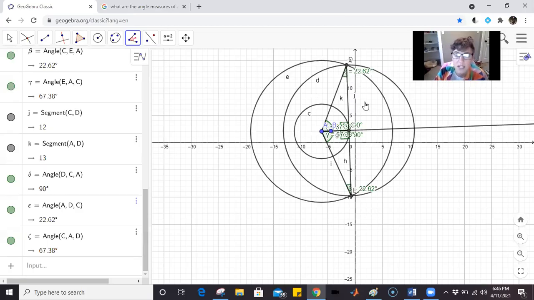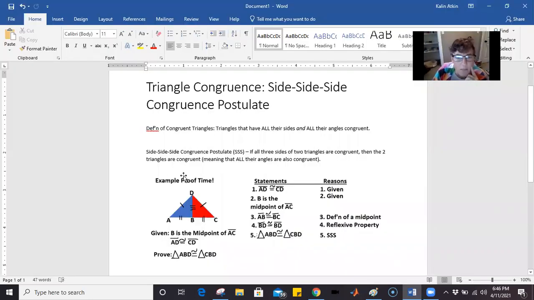All right, so let's recap. We did a graphical proof of two triangles having the same side lengths and all their angles being the same, so we are proving why the side, side, side congruence postulate is true. Then we talked about our example proof, which used the definition of midpoint and the reflexive property to show, again, that if all three pairs of sides are congruent in two triangles, then those two triangles are congruent to each other.